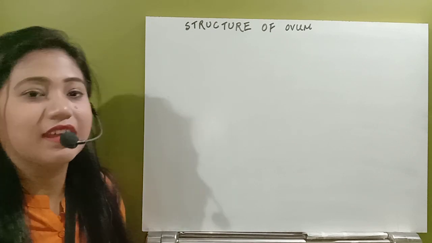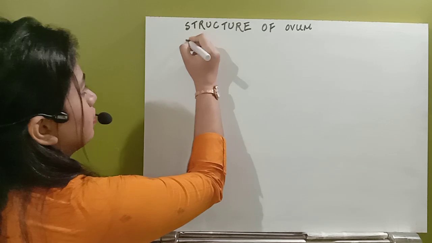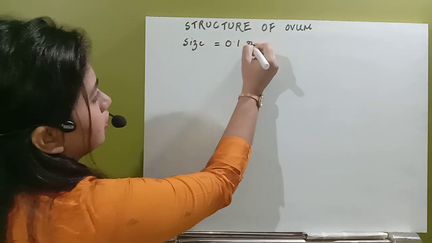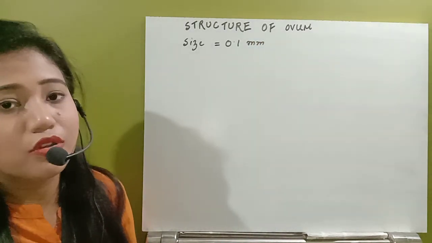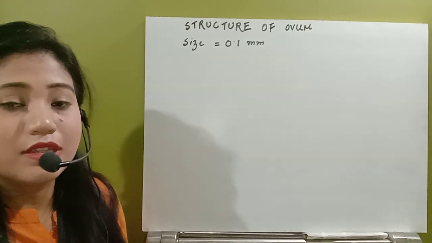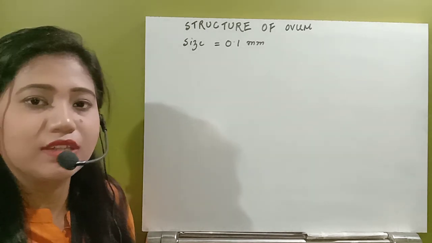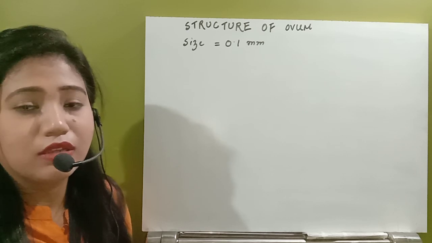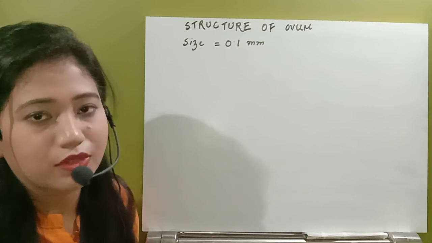Now let us see the structure of the ovum. First of all, we should know the size of the ovum. It is around 0.1 millimeter, and it is very important to know that it is the largest cell of the human body. It is also visible to the naked eye, even without any microscope.